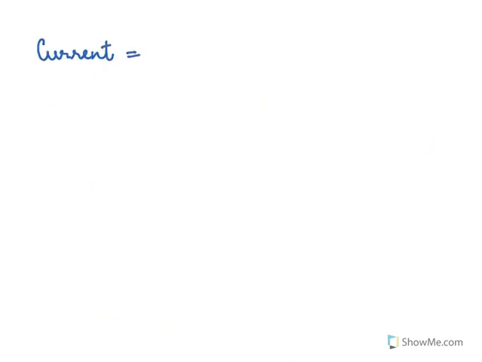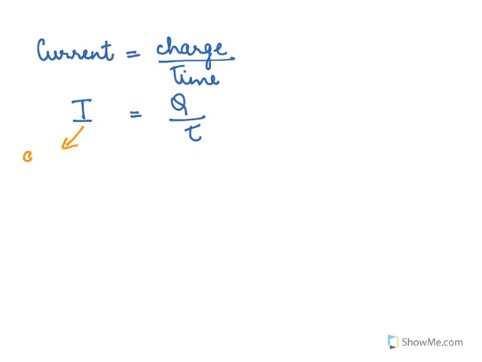Now we learned that current was equal to charge over time. And when we put the symbols, we said it was I equal to Q over T. Now this I, current, is always measured in amperes. Q, the charge, is in coulombs, that's the unit. And we know T is in seconds.